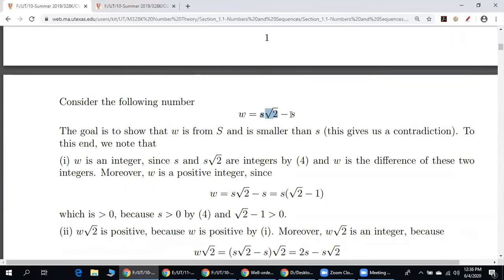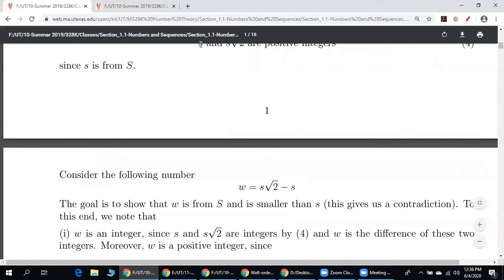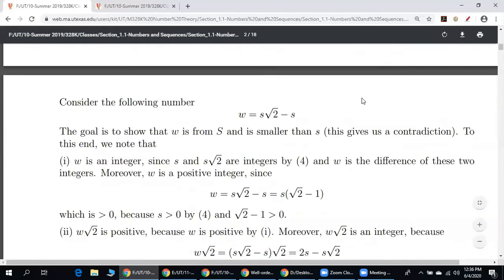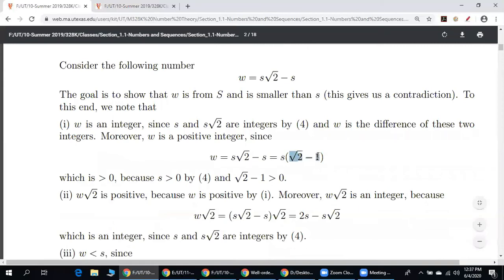Note that integer minus integer is an integer. Conclusion: W is an integer. Moreover, W is a positive integer. Indeed, if we factor out s, we get this. s, according to 4, is a positive integer. Square root of 2 minus 1 is a positive number. Positive times positive is positive. Therefore, W is positive. So, W is a positive integer.